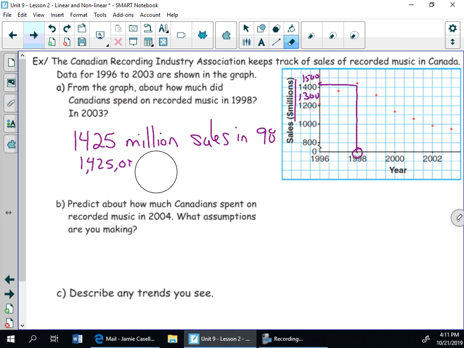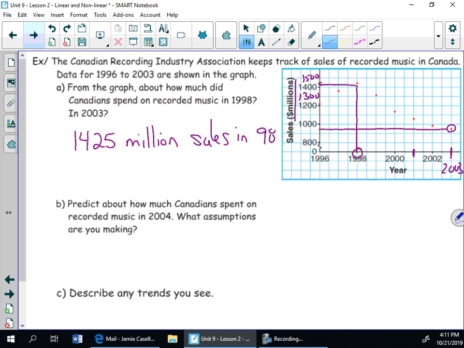Okay, how about 2003? Oh, where is 2003 on here? I gotta figure this out. Well, this is 2001. It's every 2 blocks. 2003's got to be about there. That dot. About, I don't know, 950 maybe, if this is 900? I'd say about 950. 950, again, it's in millions. Sales in '03.